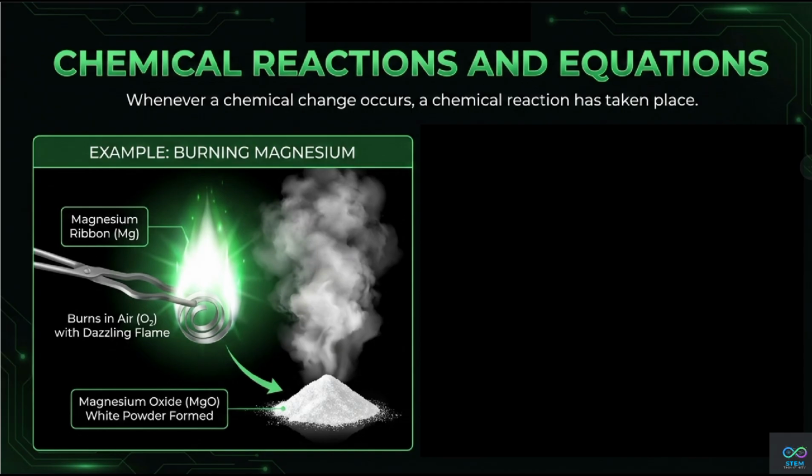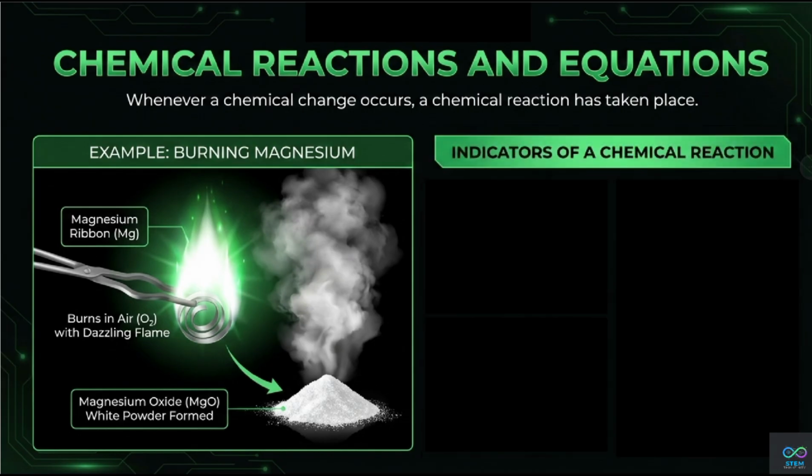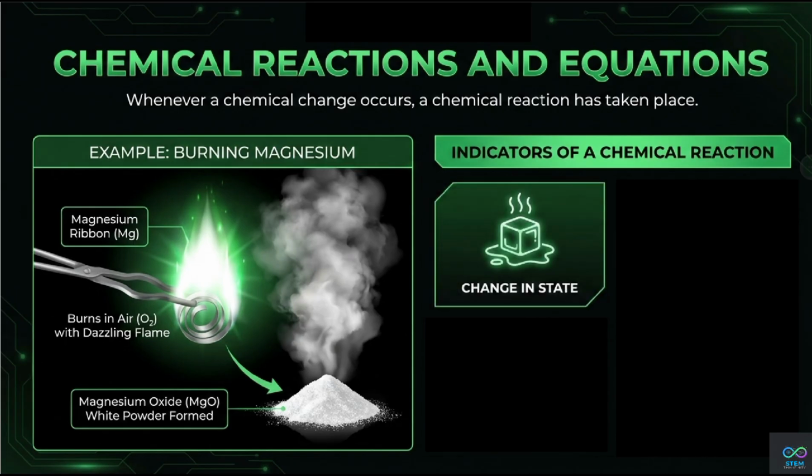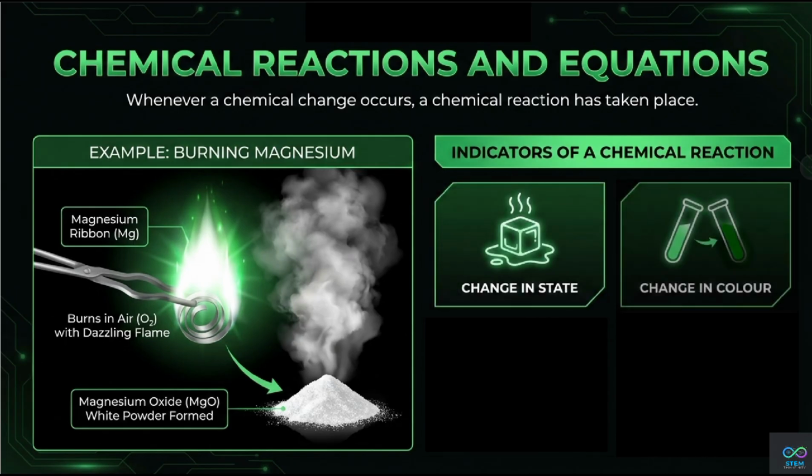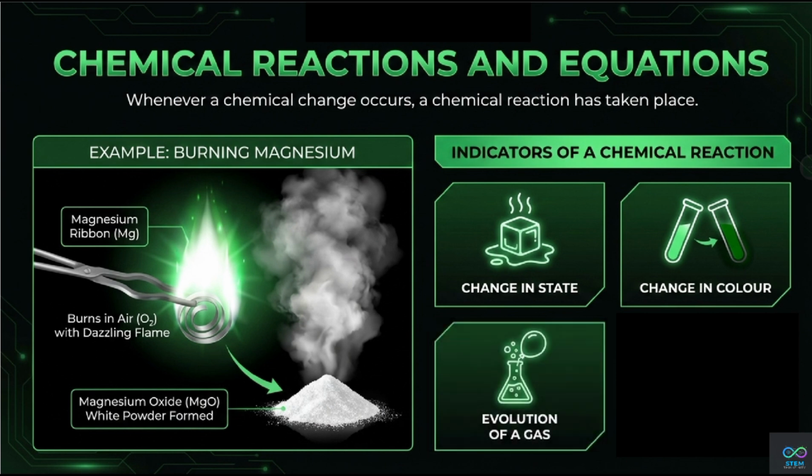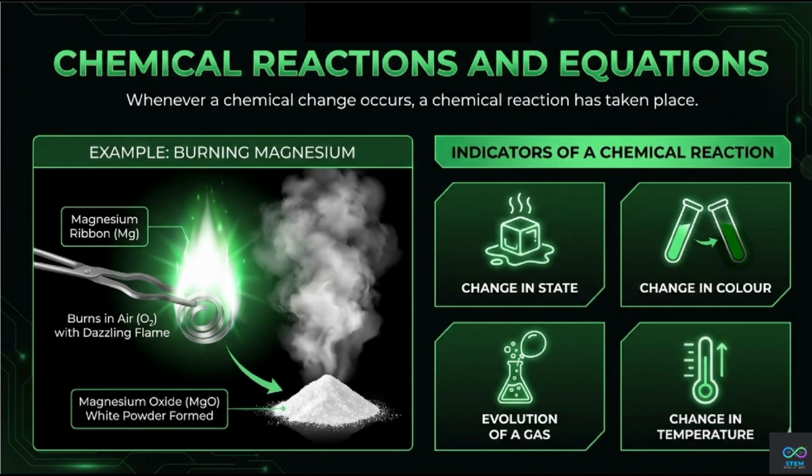An important question now arises: how do we come to know that a chemical reaction has taken place? This will become clear from the following discussion on the characteristics of chemical reactions. Now look at the right side of the slide. These are called indicators of a chemical reaction: change in state, change in color, evolution of a gas, change in temperature. Let us understand them one by one.